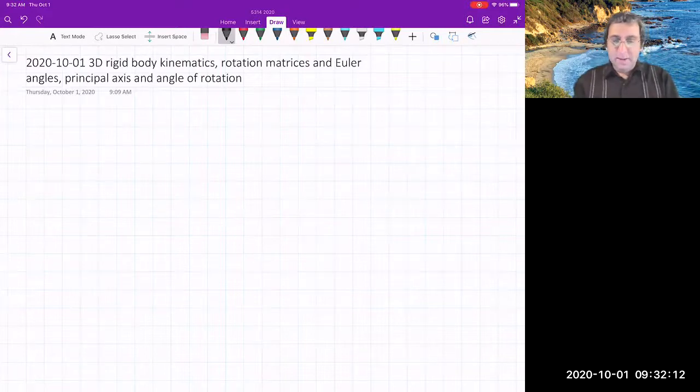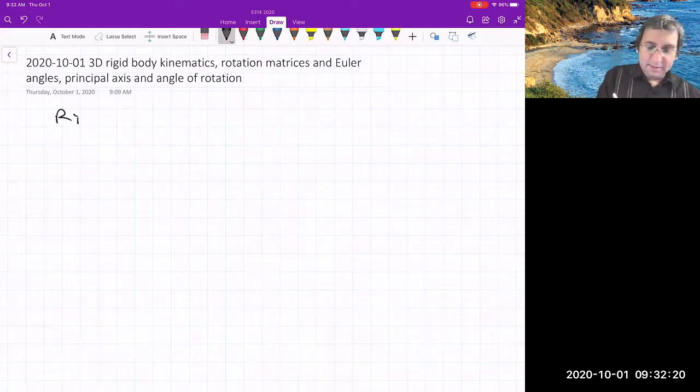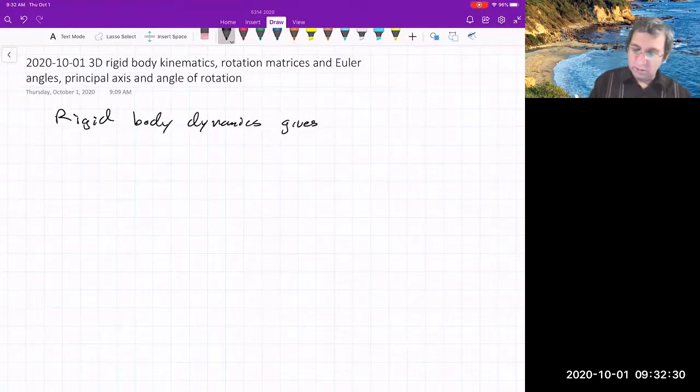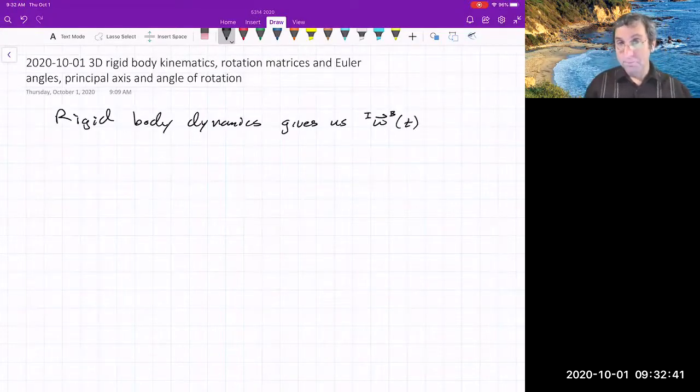And why does this come up? It's because this is how you describe the rotation of a rigid body. So rigid body dynamics, those are the equations of motion which give us the angular velocity of the body fixed frame with respect to the inertial frame as a function of time. So we typically have some ordinary differential equations for the components of the angular velocity, and we can solve those.